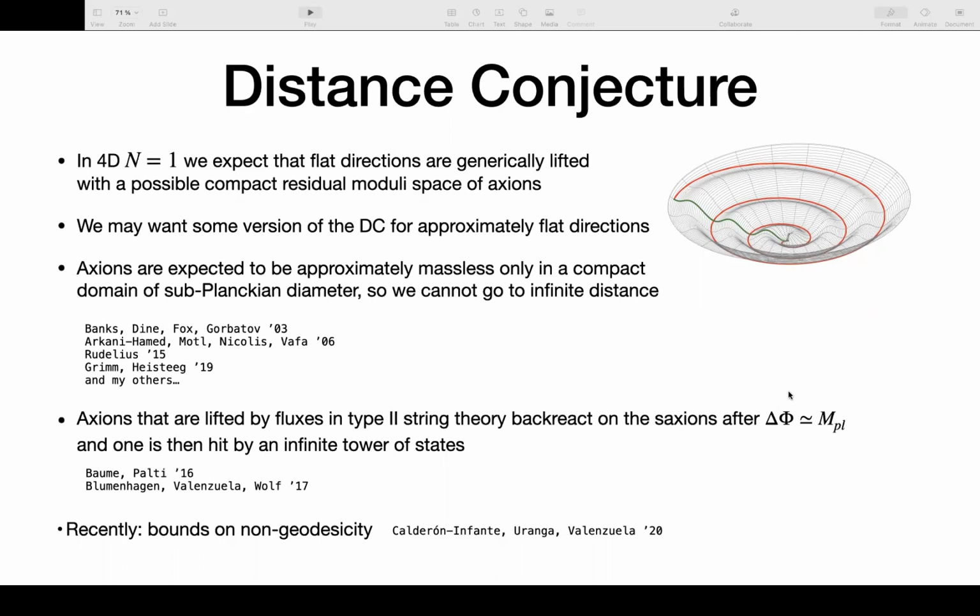And more recently, also regarding the issue of fields with a potential, bounds on non-geodesicity were investigated. So this is not what we're going to talk about today.